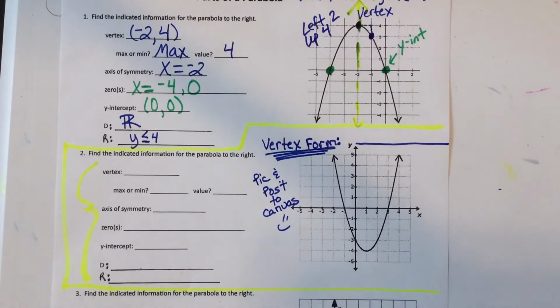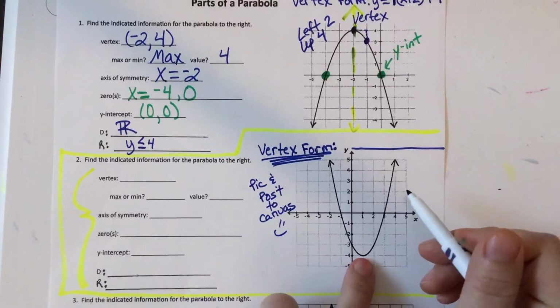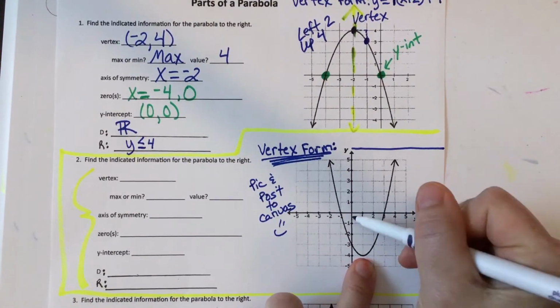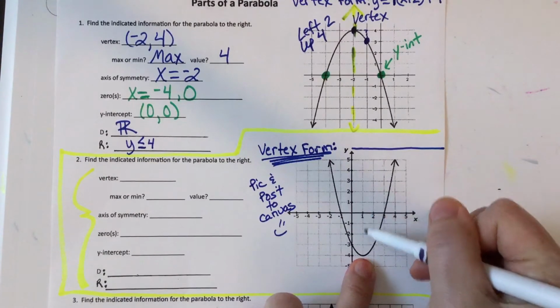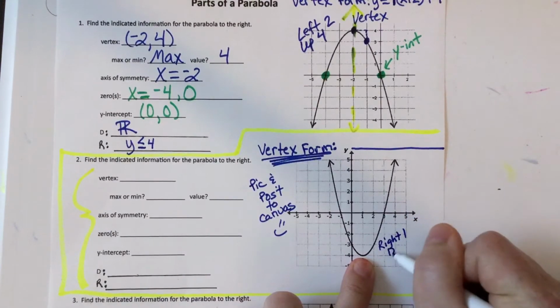Go over this and see how you did. So, vertex form. First, I want to know how my vertex got to where it currently is. Because normally, remember, the parent function's vertex is at (0, 0). So the vertex moved here by going right 1 and down 4. So right 1, down 4.